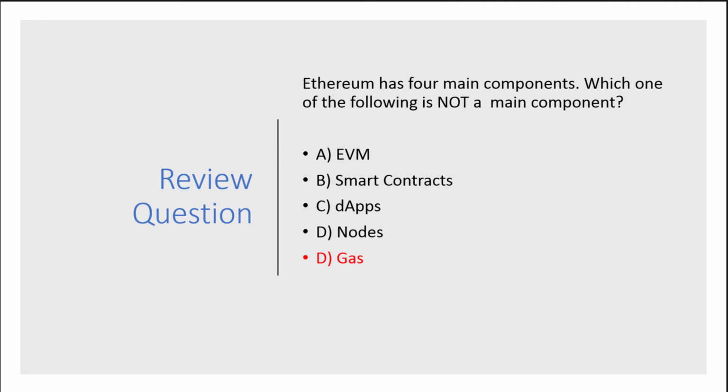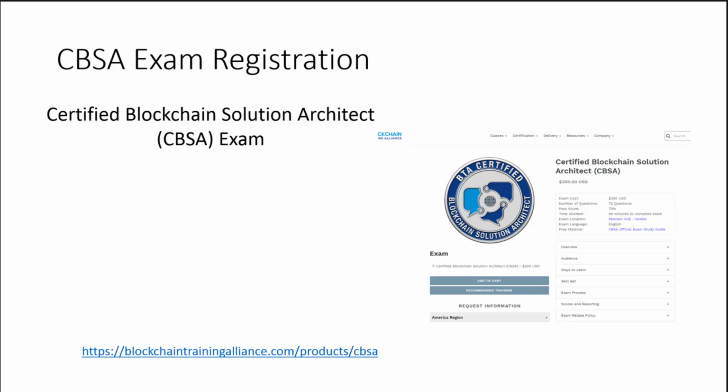Now, there are 4 components. Basically, you want to know which one is not a component. You have a virtual machine, which is an EVM. You have smart contracts. You have dApps. And then the nodes. Now, gas is not a component. It's basically a required function or feature to utilize a blockchain. So think of it from that perspective.